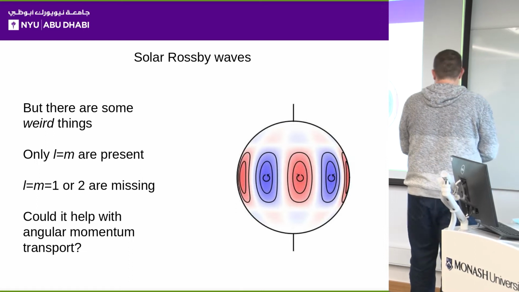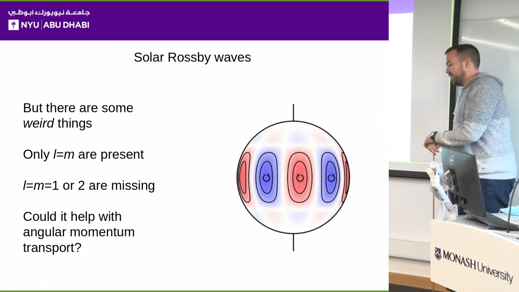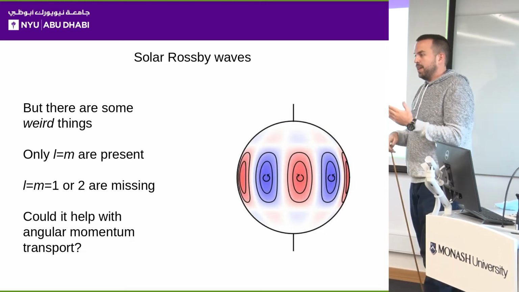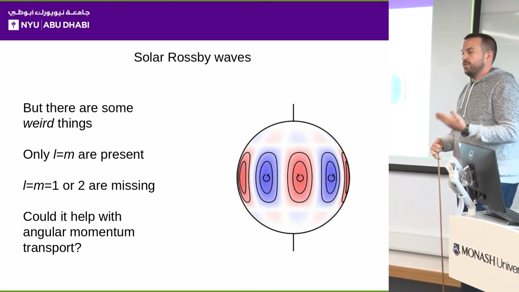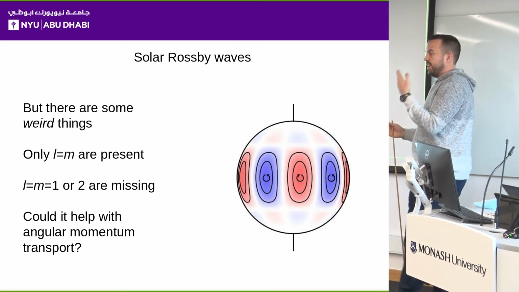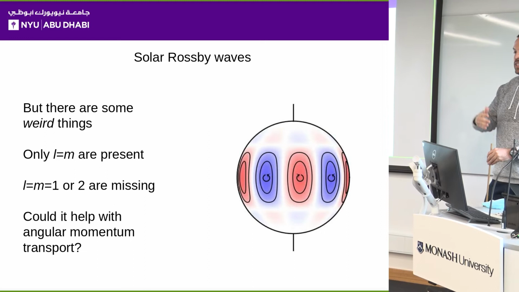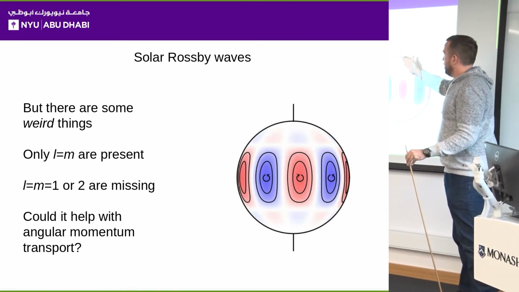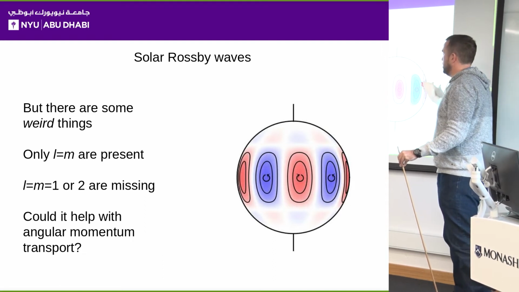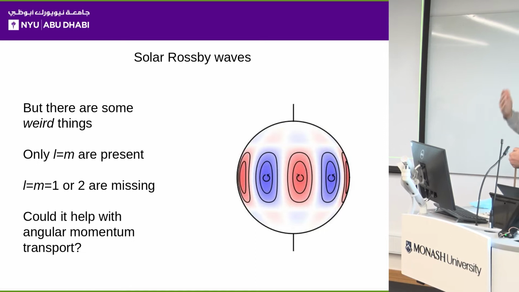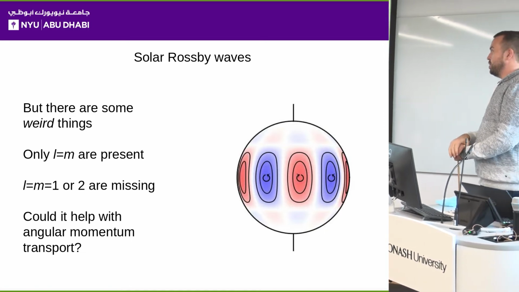But the biggest question that came out from the observations of Rossby waves is, can they play a role in the differential rotation of the sun? Remember I said the sun is rotating faster at the equator than it is at the poles. The question is, can these Rossby waves help in transferring angular momentum from the higher latitudes to the lower latitudes, enabling the sun to maintain a fast equatorial rotation rate?